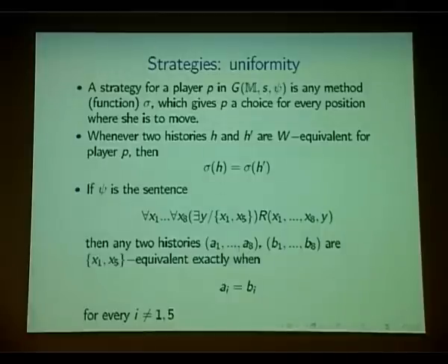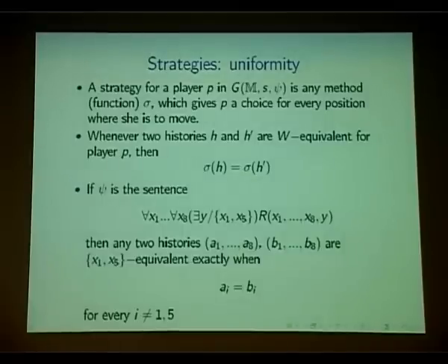What is important in these games of imperfect information is the way you define strategy. A strategy is, like usually in any method, a way for the player to make his choices. But the important thing is that you can think of a semantical game as a tree, and there are certain histories which are equivalent. We call them W-equivalent in this case.